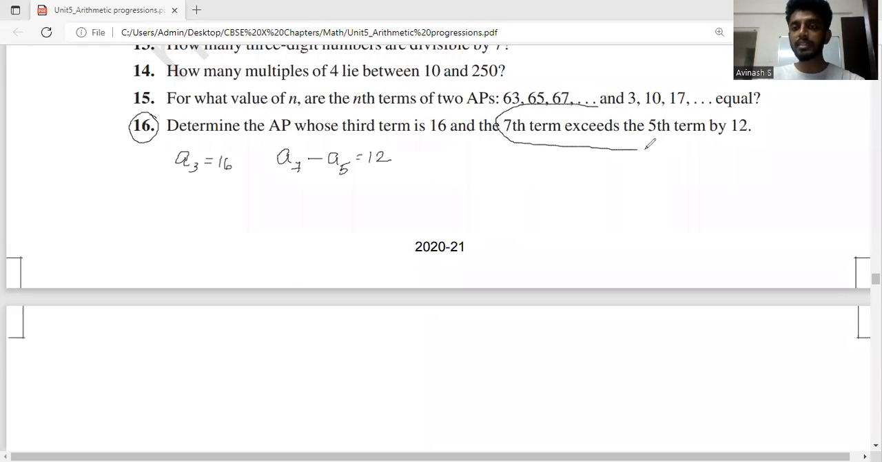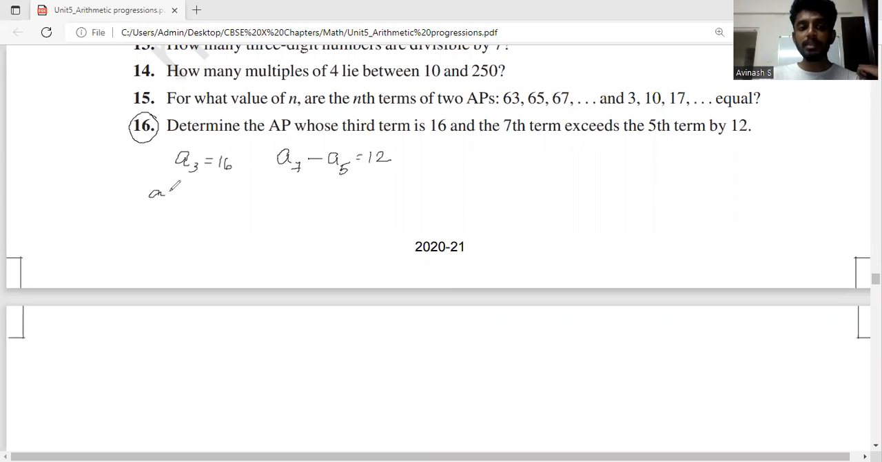And they have also given that the seventh term exceeds the fifth term by 12, which means A7 is 12 greater than A5. When you subtract A5 from A7, you will get 12. Or you can also write it like this: A7 is A5 plus 12. Both are the same. So wherever we get exceeds, it can be written like this: seventh term minus fifth term equals 12.